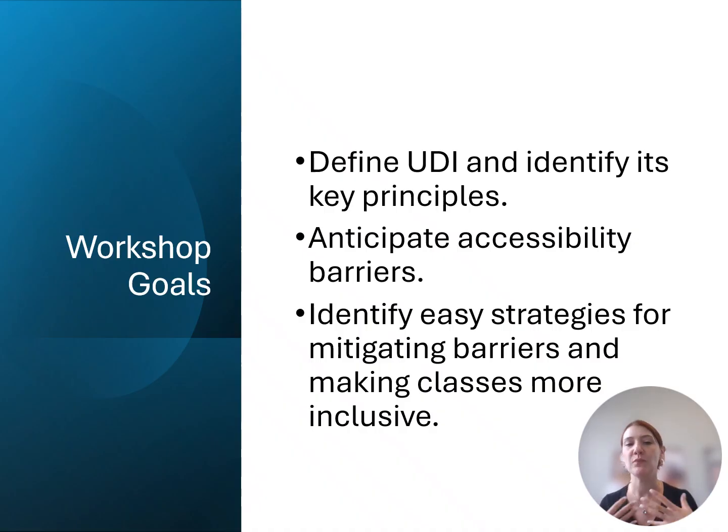I always try to model accessible practices so that you can easily implement them or integrate them into your courses. And so one really effective practice is to give students an agenda or a preview of what to expect. And so here is our preview of our workshop goals for today. By the end of our time together, you'll be able to define universal design for instruction and identify its key principles or its underlying philosophy. Anticipate barriers in accessibility for your courses, and identify some easy strategies for mitigating these barriers to make your classes more inclusive.